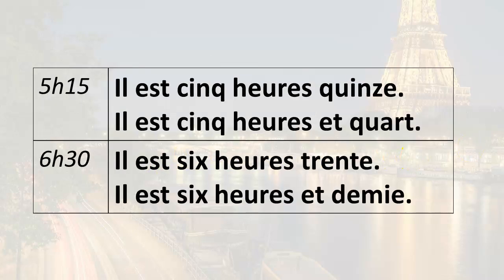You learn the expressions a quarter past and half past. If you want to say 5:15, you could say it as it is. You could say il est 5h15. Or you could say it's a quarter past 5, which would be il est 5h15. If you want to say 6:30, you could say il est 6h30. Or you could say it's half past 6, which would be il est 6h30.